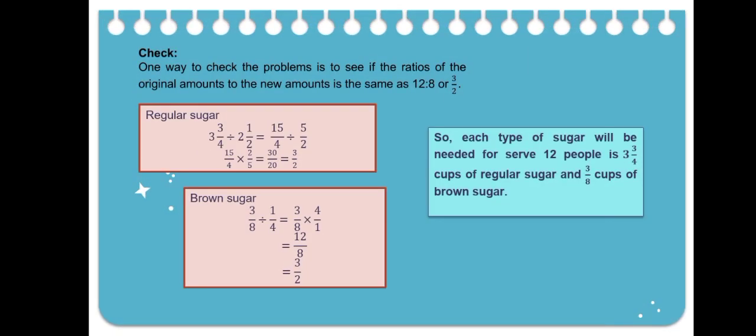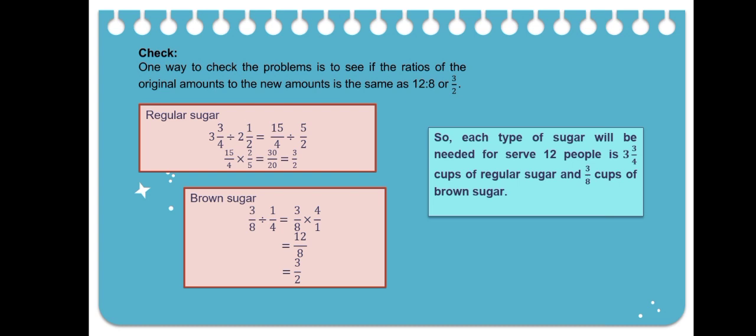Last, to check. One way to check the problem is to see if the ratio of the new amount to the original amount is the same as 12 to 8, or 3 over 2. So for regular sugar, it is 3 and 3/4 divided by 2.5. So it equals 15 over 4 divided by 5 over 2, where we get 15 from 3 times 4, which is 12, plus 3, which is 15. So 15 over 4. And then 2 times 2 is 4 plus 1 is 5, so 5 over 2.